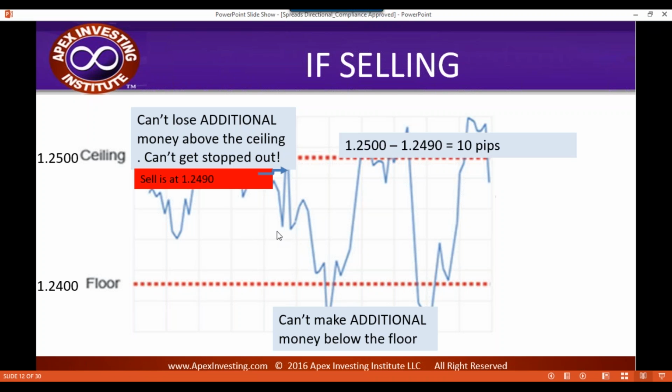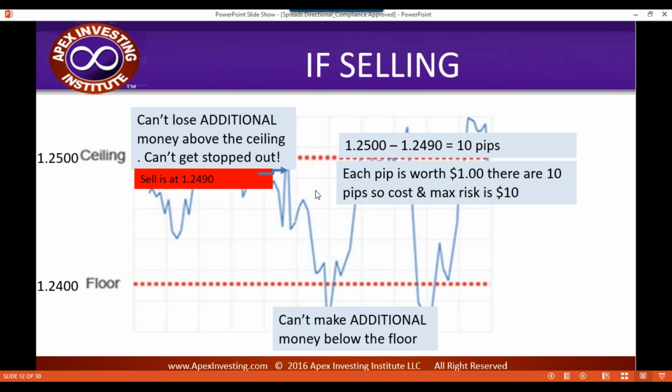We'll talk about that here. So let's look at a couple examples to make this a little more practical and easy to understand. So let's say that we sold right here in the market when the underlying indicative was at 1.2490. Let's say that that's where we sold the spread, 1.2490. Well, the ceiling of the spread is 1.2500. We're selling at 2490. So what is the difference from where we sell at to the ceiling? Difference is 10 pips, right? So what is the most we're risking there?